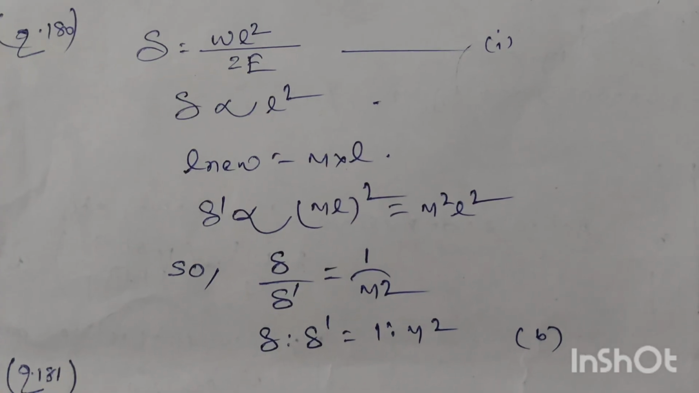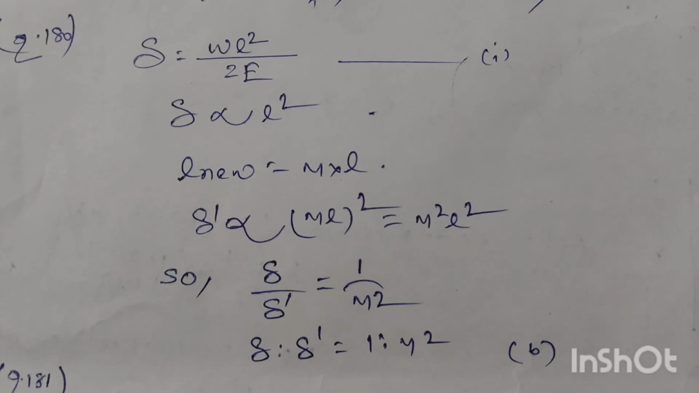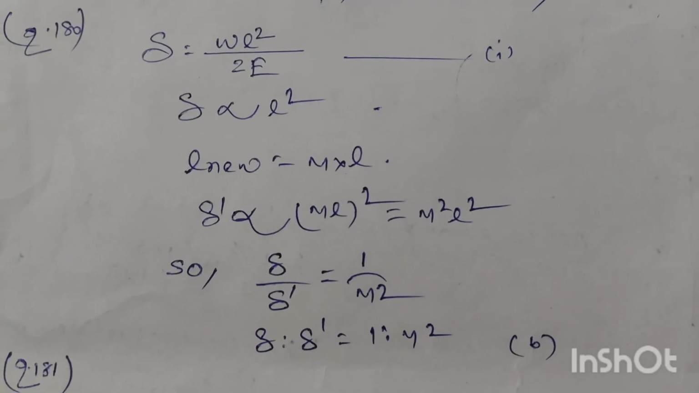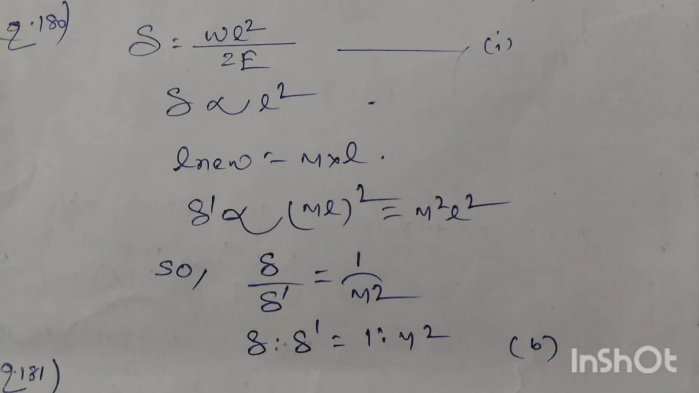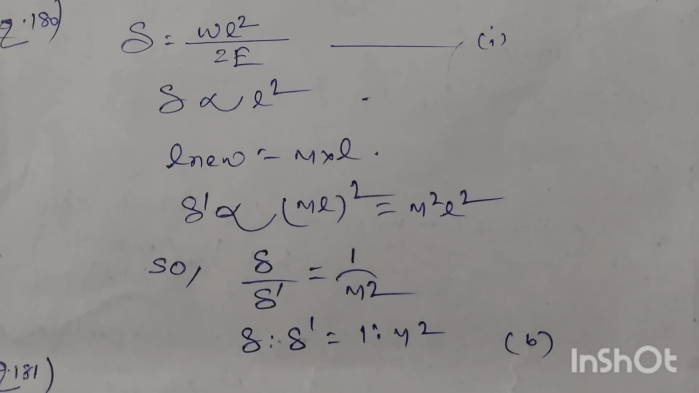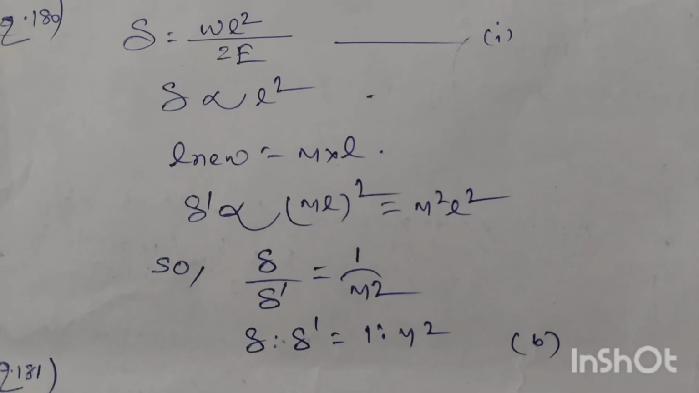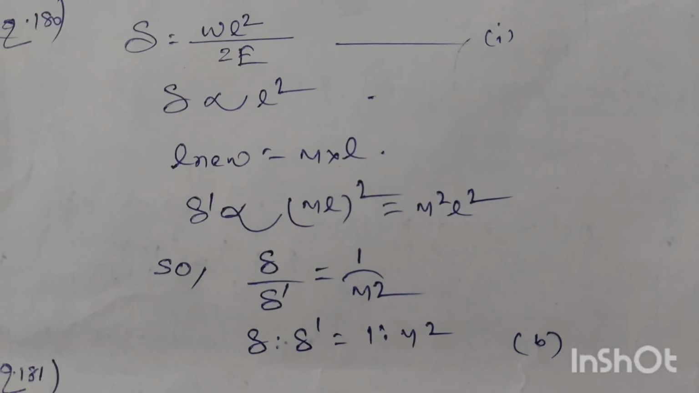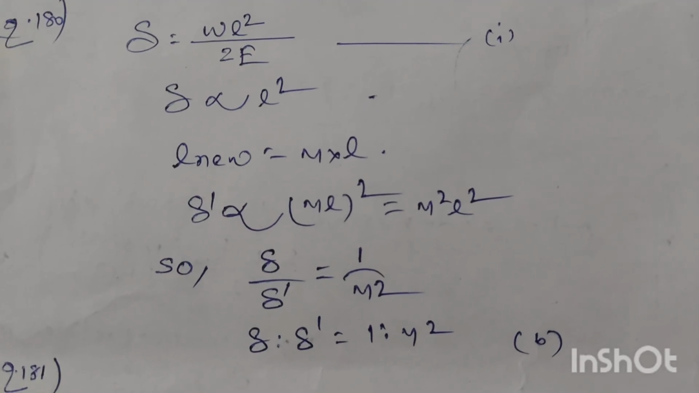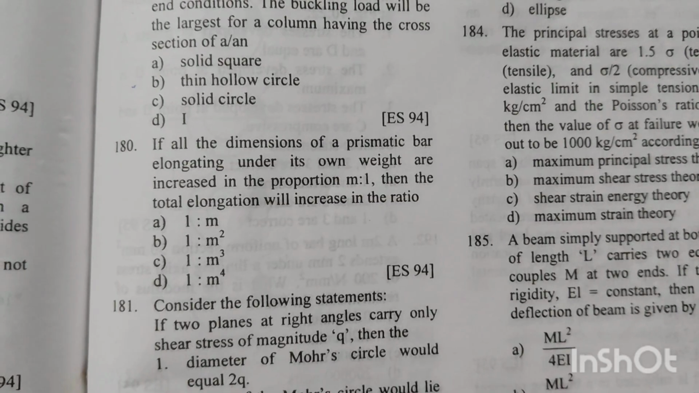As per this formula, we can write del is proportional to L square. So as per the increment of the dimensions of the bar, the new length will be m times the previous length L. So L new will be equal to mL, and the new elongation del dash will be proportional to m square L square. So del by del dash will be equal to 1 by m square, and del is to del dash will be equal to 1 is to m square. And B is the right answer.